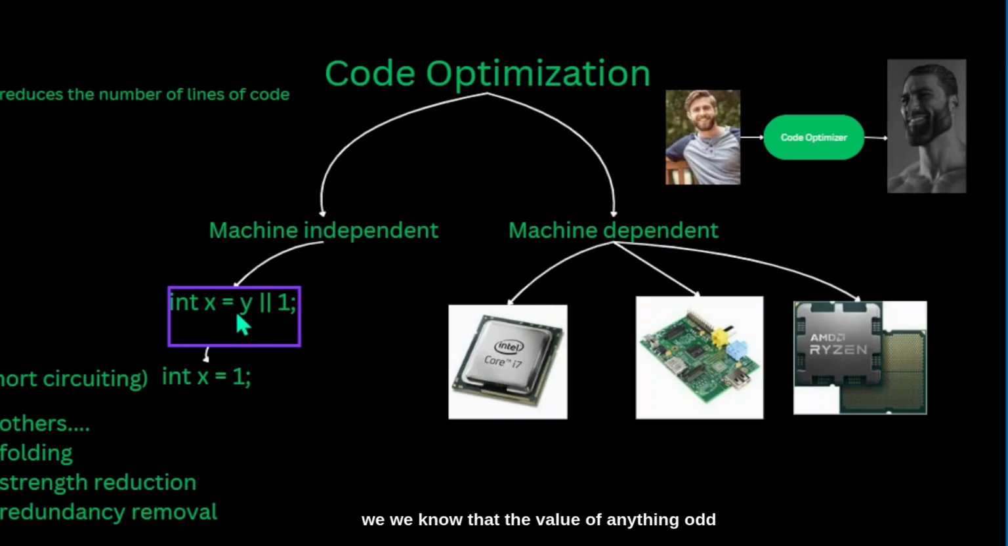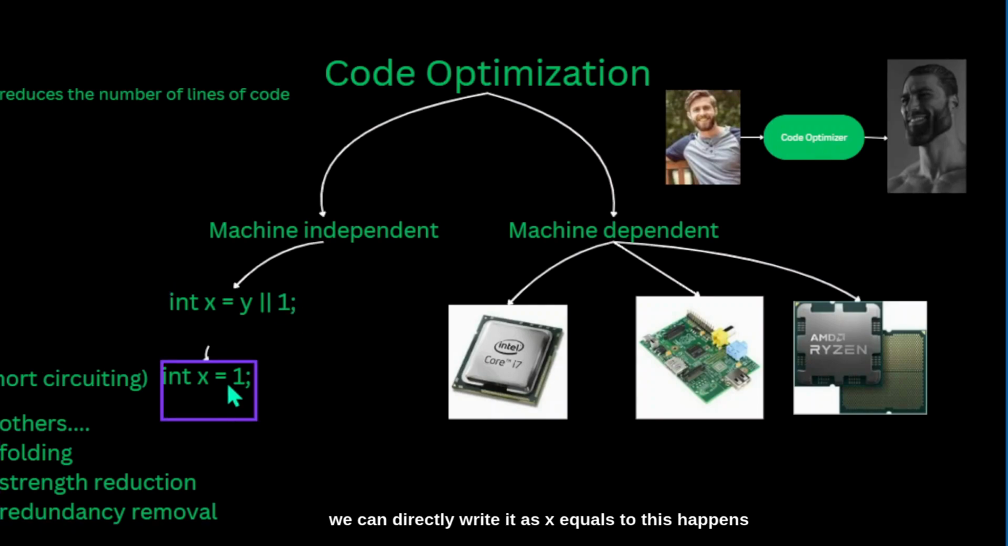We know that the value of anything ORed with 1 is always 1. So why bother performing the operation when we can save CPU cycles? This will take a CPU cycle to perform. So why bother doing it? We can directly write it as int x equals 1.